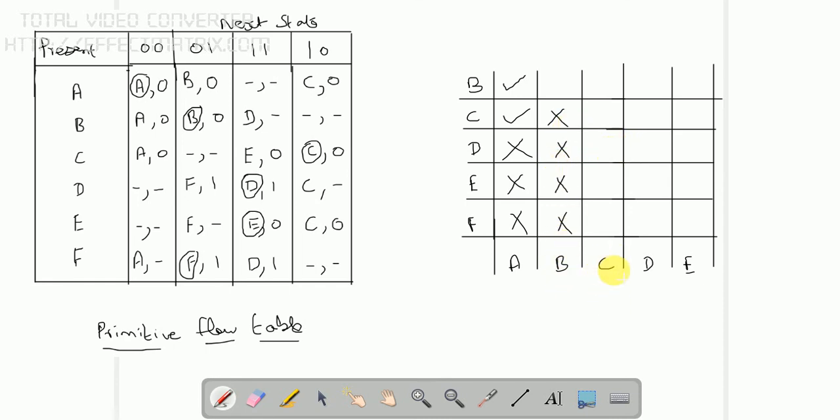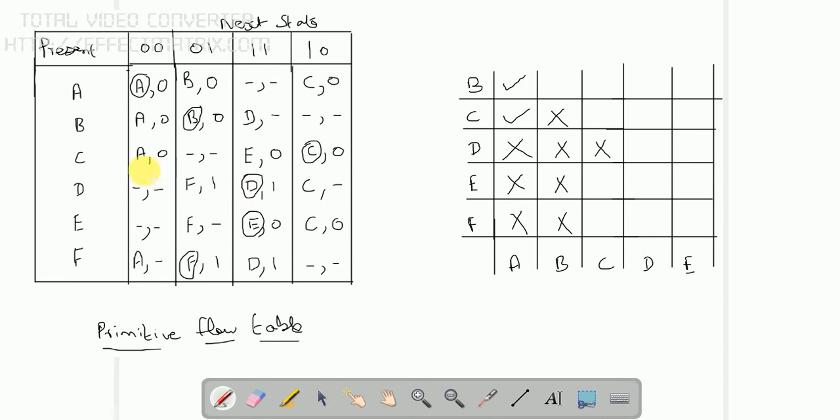Next, for C, I am going to compare C and D, C and E, and C and F. So C and D: A comma 0, dash comma dash, no problem. Dash comma dash, F comma 1, no problem. E comma 0, D comma 1, there is an opposite state. So C and D is not equal.